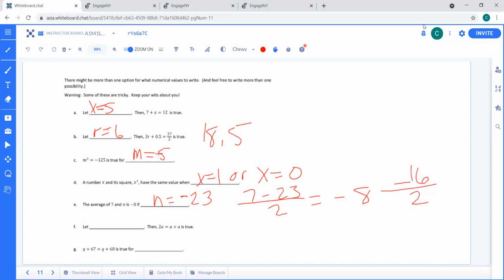Okay. Now, when will A be true? Here, A will be true for anything. A can be equal to any number. That's going to be a true statement. Okay. Q plus 67 is equal to Q plus 68 is true for. That's not going to ever happen. That's going to be never.